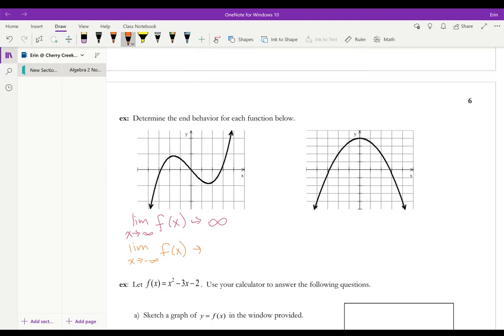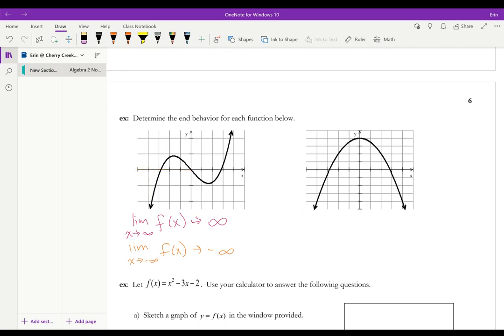On the other side of the graph, as x gets infinitely small, or as x approaches negative infinity, so as my eyes move to the left, we notice that the function goes down. So as x gets infinitely small towards negative infinity, the y values, or the function itself, also goes down to negative infinity.